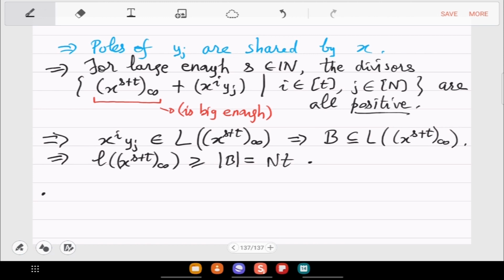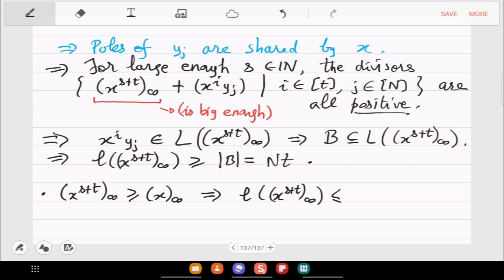And this divisor is obviously greater than or equal to the divisor of x infinity. The divisor (s plus t) times the infinity divisor is at least the divisor of x infinity. So from this you use the l minus d relationship, L sheaf dimension minus degree. So L minus d of this bigger divisor will be less than or equal to L minus d of the smaller divisor.